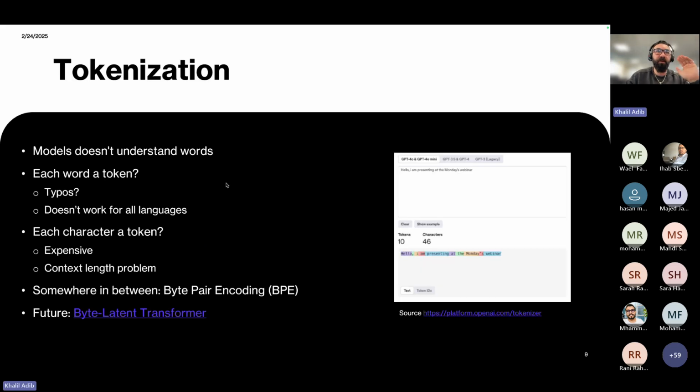I'm going to talk about tokenization. As I said, LLMs don't understand any words; they only understand numbers. So we have to come up with a solution where we can force the LLM to understand the inputs. There are a lot of debates about this, and a lot of algorithms.